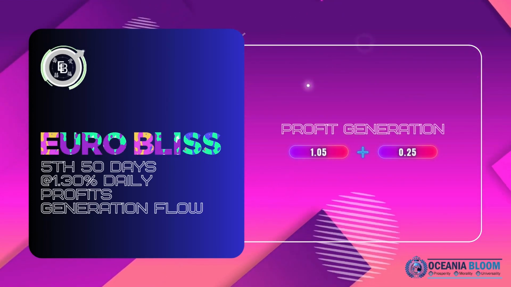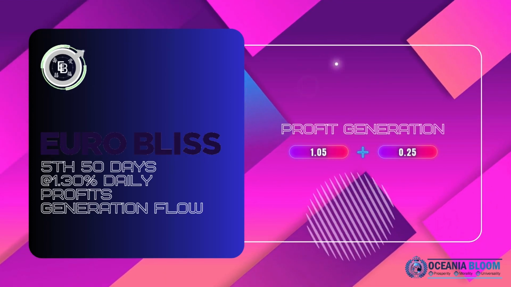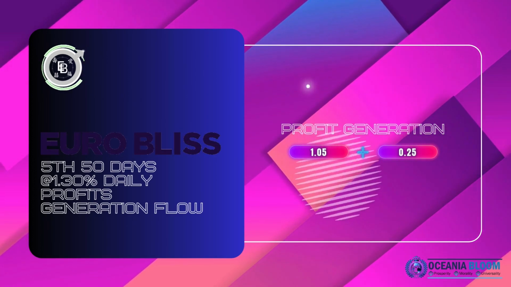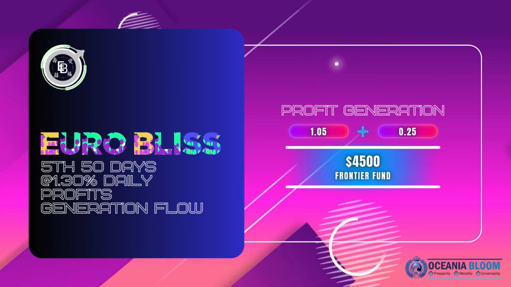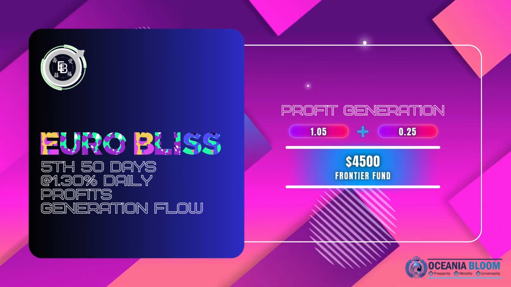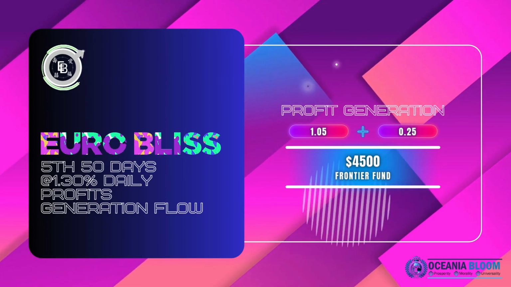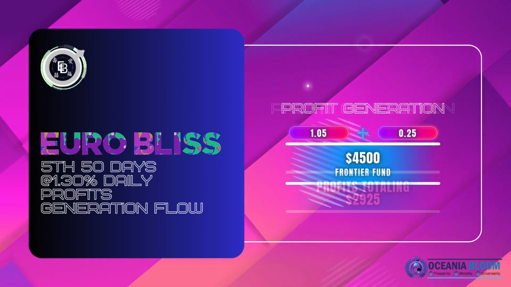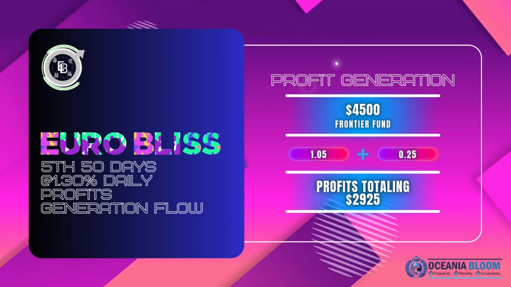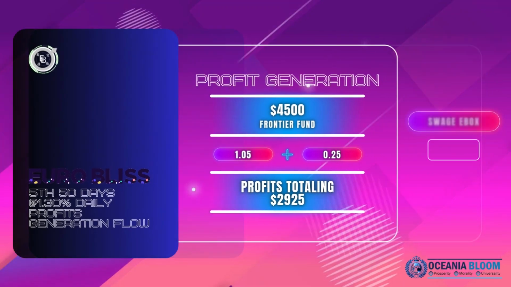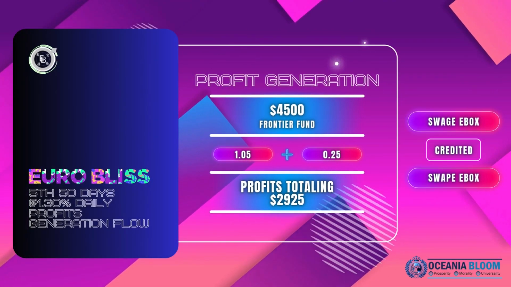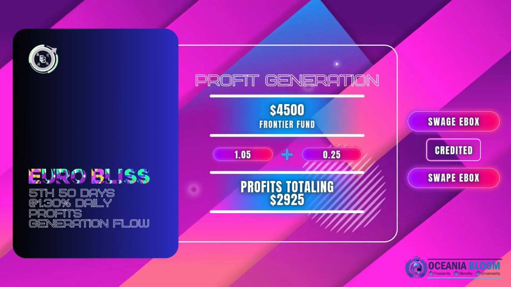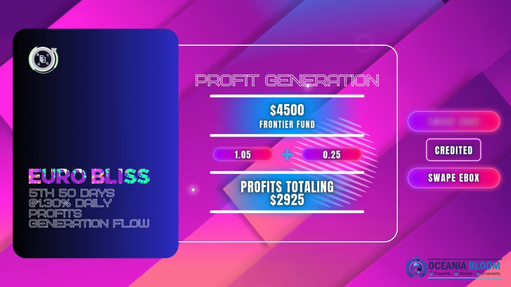Now again, following the same patterns, profit generation is 105 plus 25 equals 130% daily for fifth 50 days. Now furthermore, your $4,500 of Frontier funds starts profit generation as 130% daily for fifth 50 days. The generated profits $29.25 will be credited or saved into your Swag eBox accounts and Swap eBox accounts as per index proposed. Now, let's explore the subsequent phases in our next and the last segment, i.e.